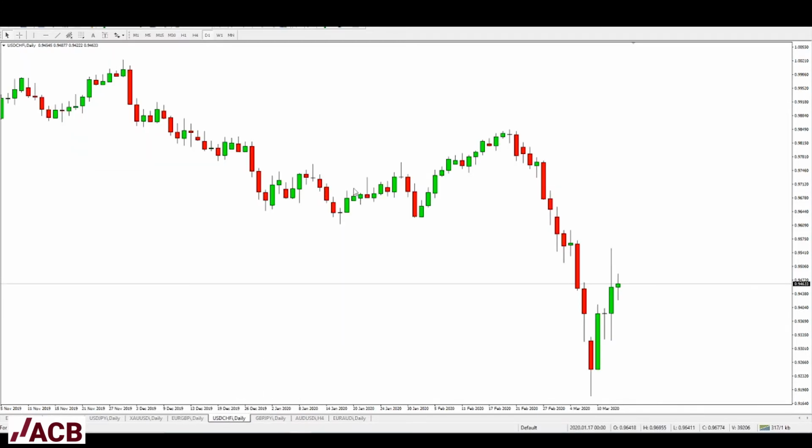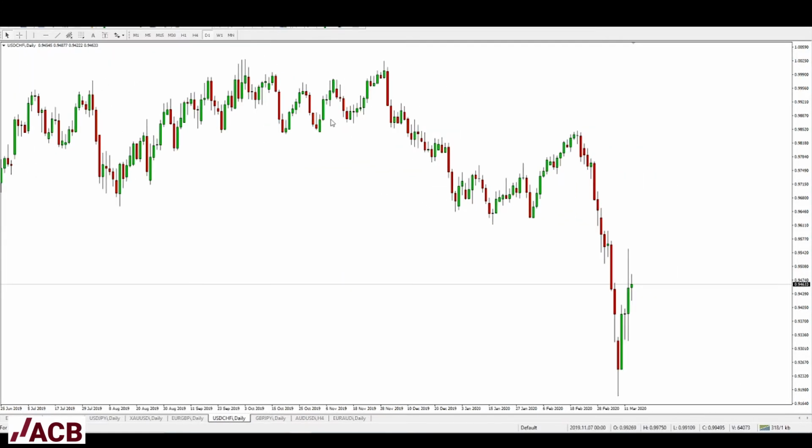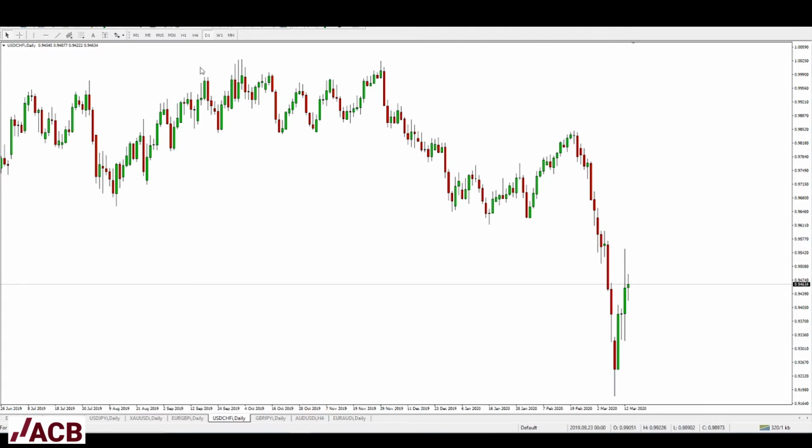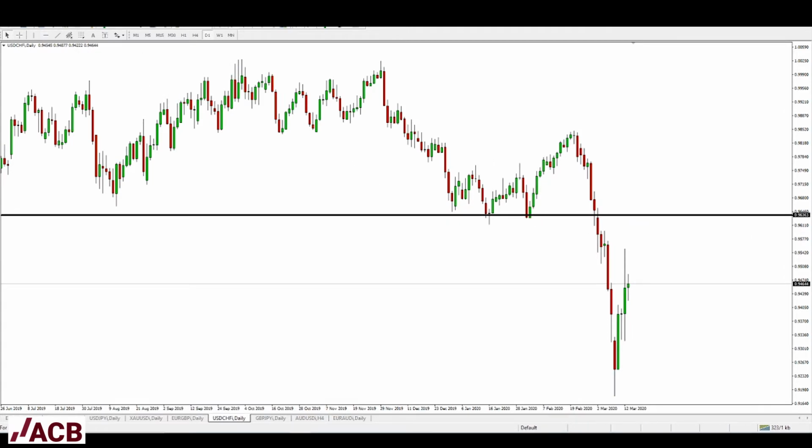Next up is Dollar Swiss. Dollar Swiss also catching a bounce, much like USD JPY. I think it's possible we make a move back to this level here in the next few days or weeks. That would be my personal opinion, a move back to those levels.